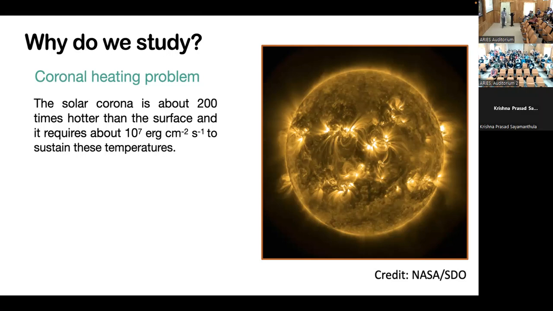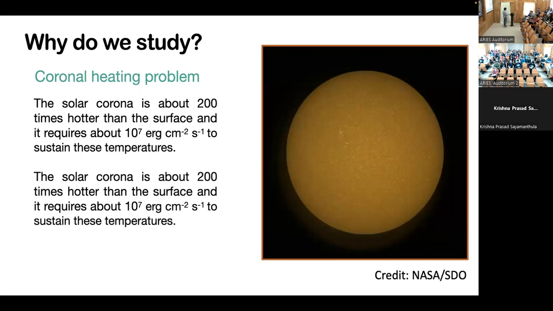So one of the things I mentioned already is that the solar corona is about 200 times hotter, if you estimate the temperatures, and to keep it at those temperatures, it needs about 10^7 erg per centimeter square per second. You need that high amount of energy, but if you don't supply that, it will cool down. So the corona will cool down within a matter of hours to days. Of course, that doesn't happen when you look at the coronal images. That means something is supplying this energy. What is supplying that energy? That has been a mystery. So that is one of the problems.